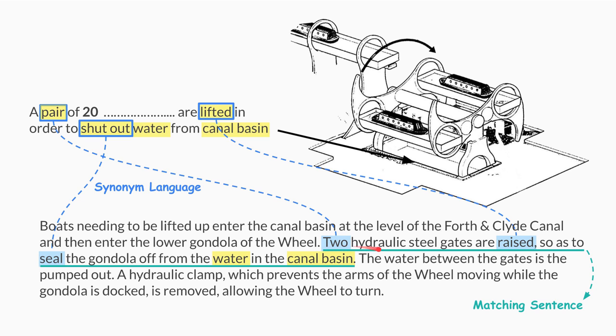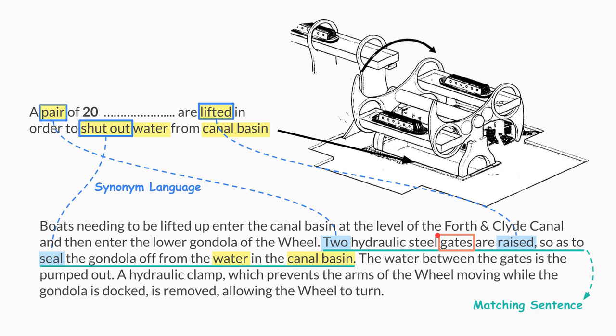So let's go ahead and read this sentence now. It says, two hydraulic steel gates are raised so as to seal the gondola off from the water in the canal basin. So a pair of what are lifted? It's got to be a noun. Well, the answer is a pair of hydraulic steel gates. That's the answer. But then again, we can only write one word for our answer. So if we can only choose one word, the answer is going to be gates.